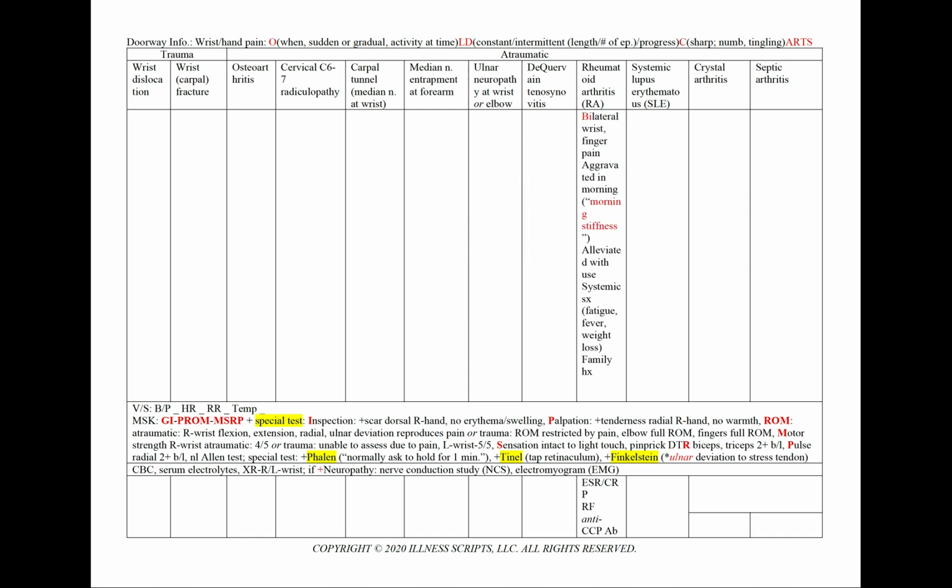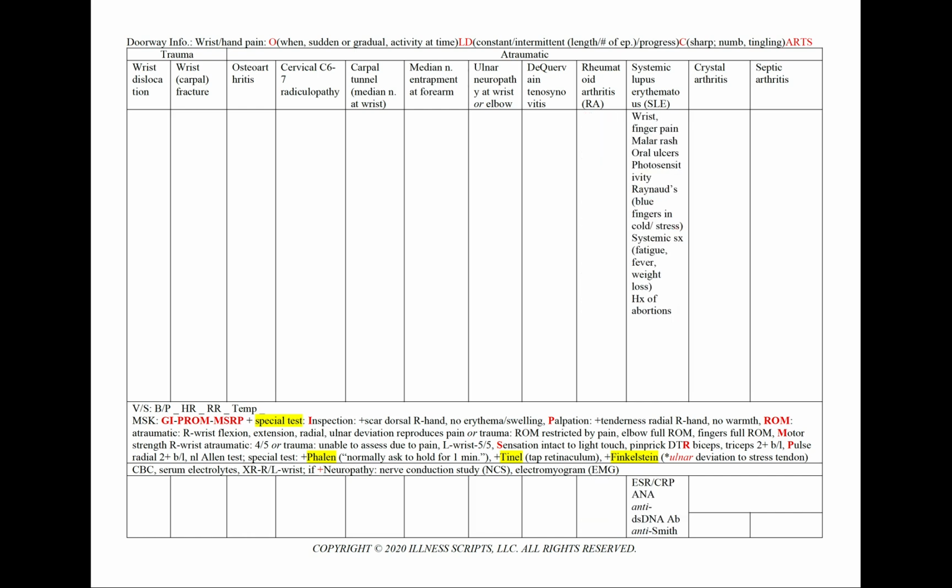In rheumatoid arthritis, we'll find bilateral wrist or finger pains, aggravated in the morning, high yield morning stiffness, and alleviated with use. We could also note systemic symptoms in our review of symptoms, including fatigue, fever, or weight loss. We could also see a positive family history. We'll order ESR-CRP, rheumatoid factor, and anti-CCP antibodies.